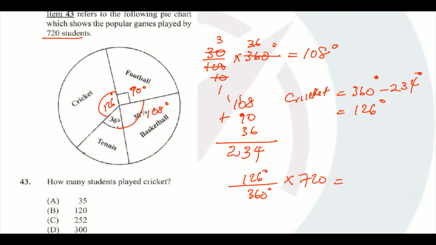Now we know that 360 doubled gives us 720, so 360 into 720 goes 2 times. Then we have 2 times 6, it gives us 12, carry 1, 2 2s, 4 and 1 gives us 5, and 2 1s, 2. So we get 252 students.